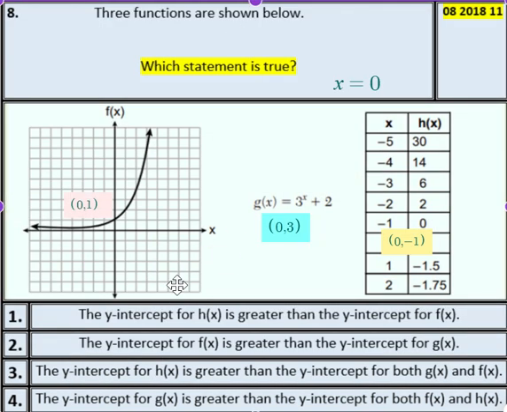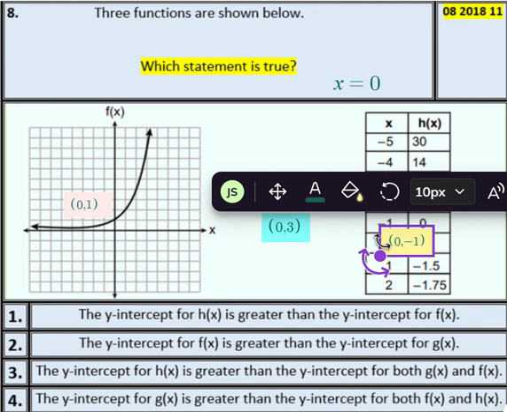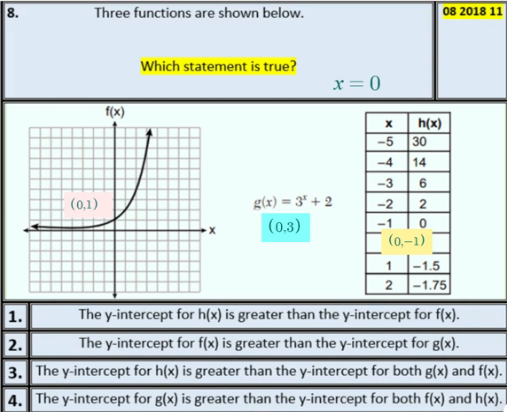So now all I have to do is address the 4 questions. The first one says the y-intercept for h of x is greater than. H of x is negative 1, 0, negative 1. So our y-intercept, that's the lowest one, not the highest one. So it's not greater than anything. That one's gone. This one, for number 2, says f of x is greater than g of x. 1 is not bigger than 3, so that one's gone as well.